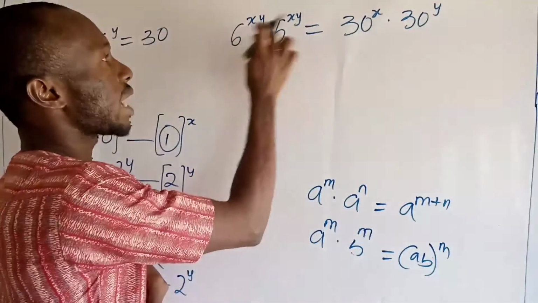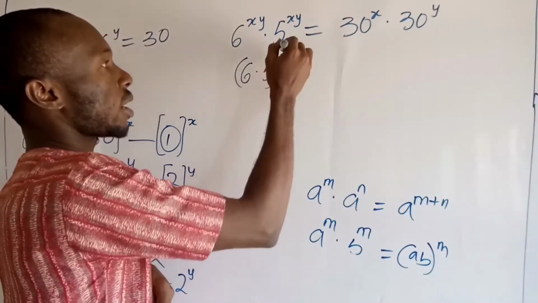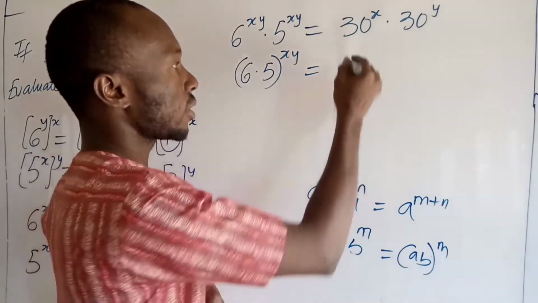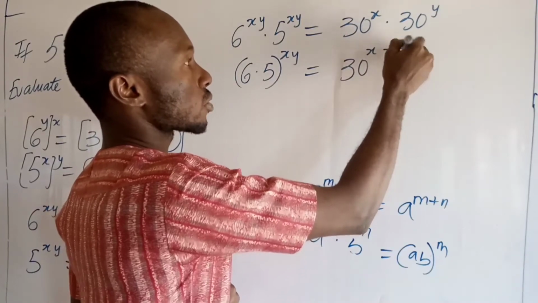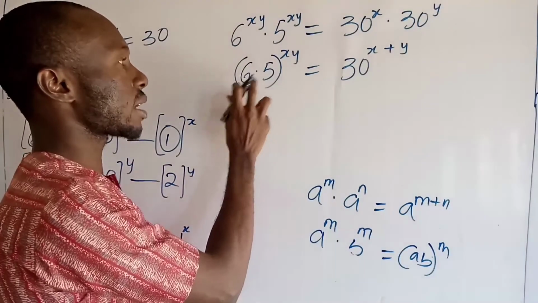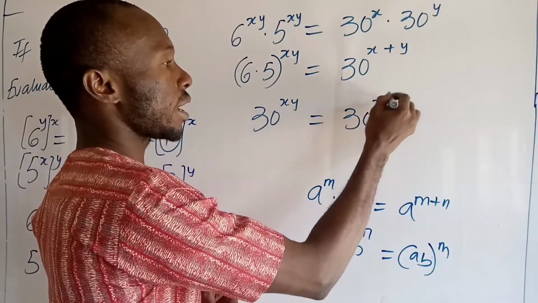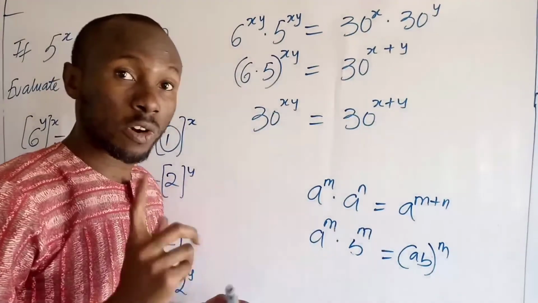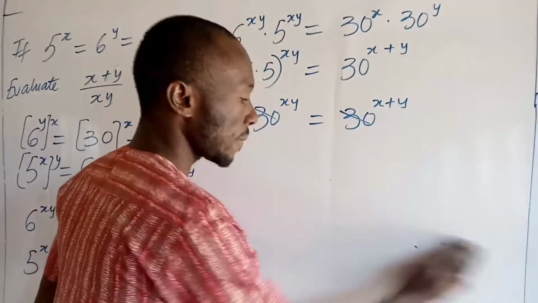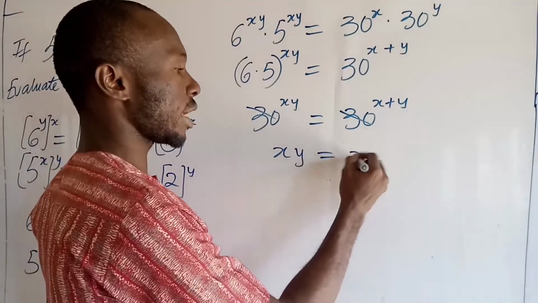So these guys both have the same power, so it becomes 6 times 5 all to the power xy is equal to, they both have the same base here, so we have 30 to the power x plus y. At this point, we can simplify: 6 times 5 is 30, so 30 to the power xy is equal to 30 to the power x plus y. You already know that the bases cancel out, because they are both the same. So when the bases cancel out, we equate the exponents. So xy is equal to x plus y.